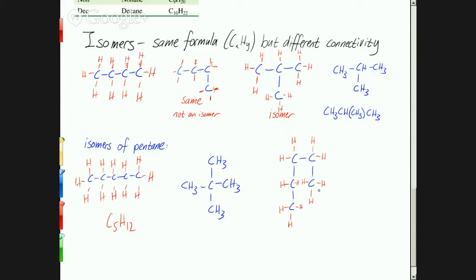There's another reason this is not an isomer. I've fixed the formula now. This is C5H12, but it's not an isomer. Why not?